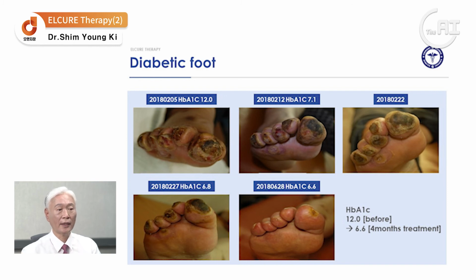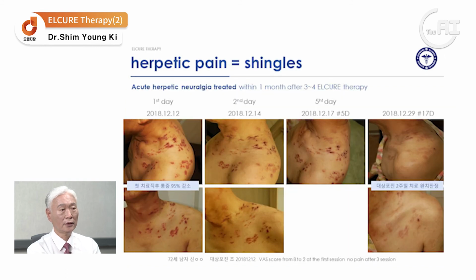And if you have very severe diabetes, you can apply ELCURE therapy to the pancreas, and then HbA1c can be lowered. Blood sugar can be lowered. That is a very unique phenomenon, a very interesting clinical result. Another one is herpetic pain. Shingles is an easier term for Americans, and shingles pain is very, very severe. He is a 72-year-old male patient with many eruptions and very severe pain. I treated him every 3 days, and within 2 weeks the pain decreased, and the scabs went away.